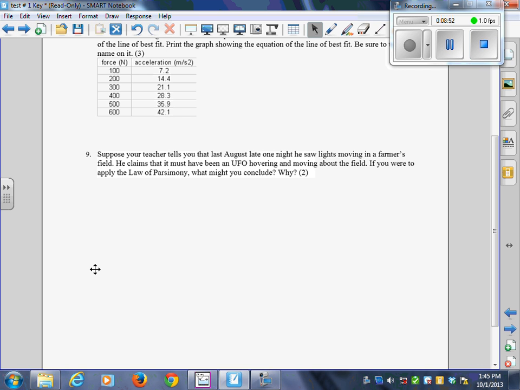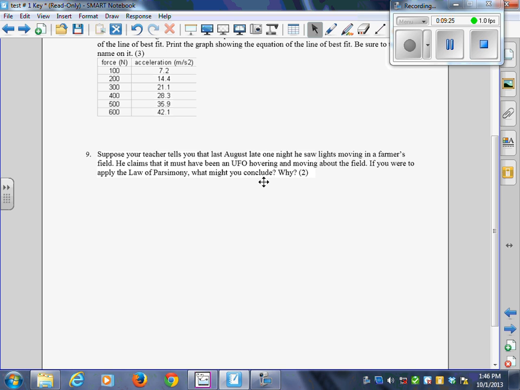Okay, well, Brian, what does your dad do in August and September? Out in the field, at night. Well, he might, I don't know. He harvests. You guys all live in a rural community. Farmers harvest in the fall. You've never seen combines out in the field after dark? You really got to get out of the city more often. Yes. If you were to apply the law of parsimony, you might conclude that it's the farmer out harvesting.